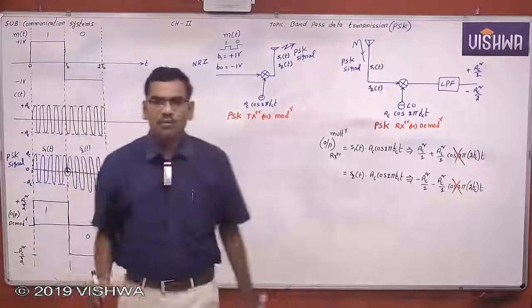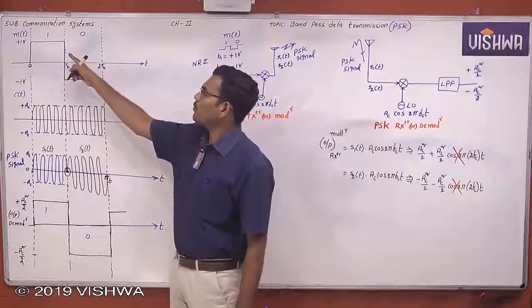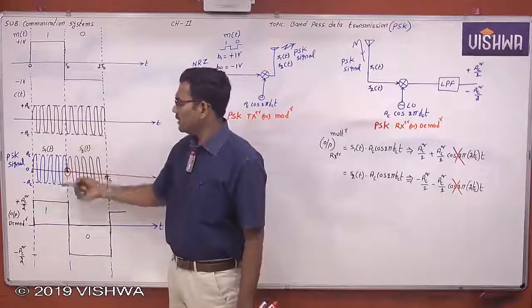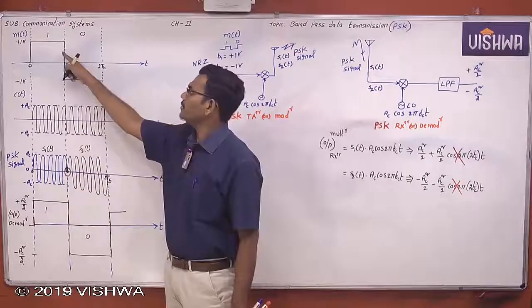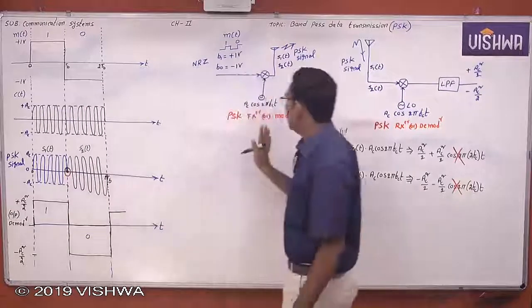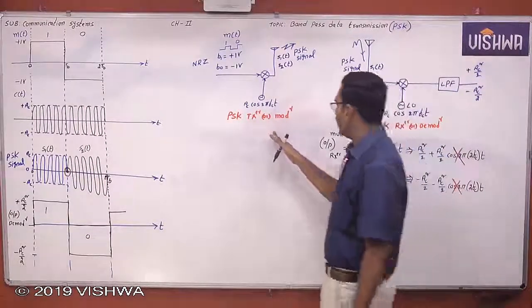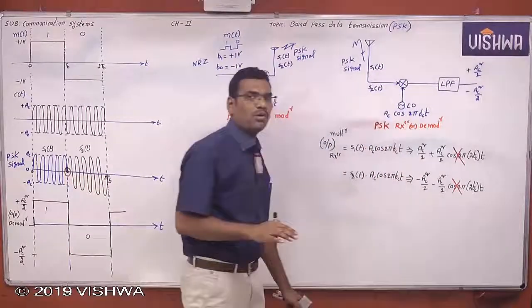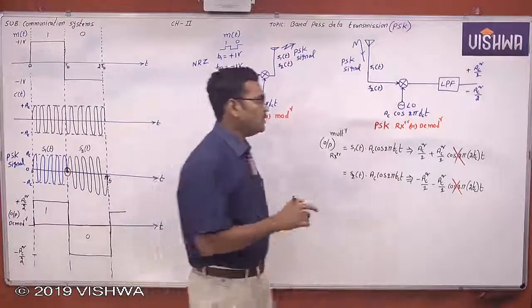So this is the output of the demodulator, and this is the output of the transmitter PSK signal. Your transmitting signal is 1 and 0, and your receiving signal is 1 and 0. Now this is the PSK transmitter or modulator and this is the PSK receiver or demodulator, which is called a coherent detector or coherent demodulator.